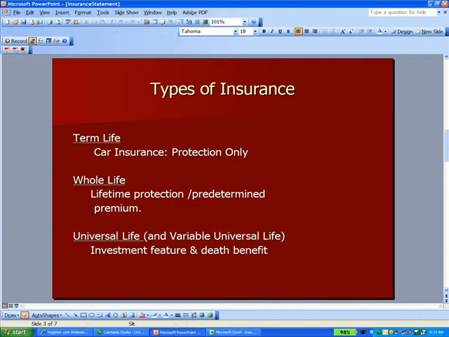Whole life, on the other hand, is lifetime protection with a predetermined premium. And in this case, you'll build something called cash value. You'll have some value in your policy over and above the cost of the insurance. The one that I didn't get to was universal life, and I included here in parentheses variable universal life, which has become more popular. There's an investment feature, and there's also a death benefit, and the two are separated, and this is what I'd like to spend time on.